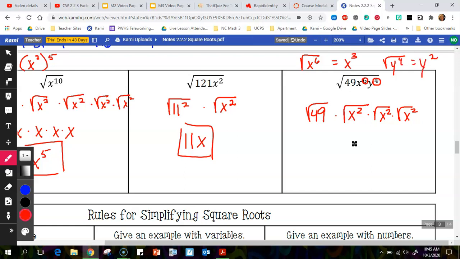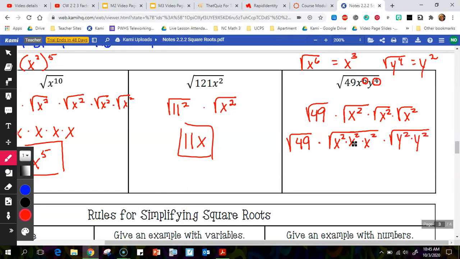If it had a different number under there, then it would be a little bit more complicated. But if we think of x to the 6th as, you can also write it like this, and then y to the 4th.